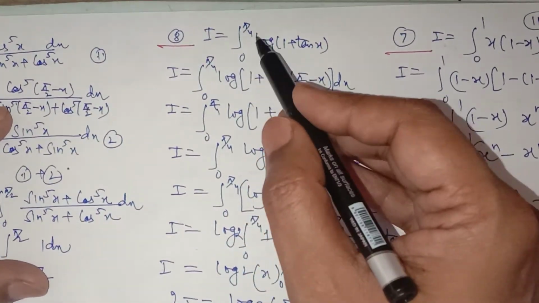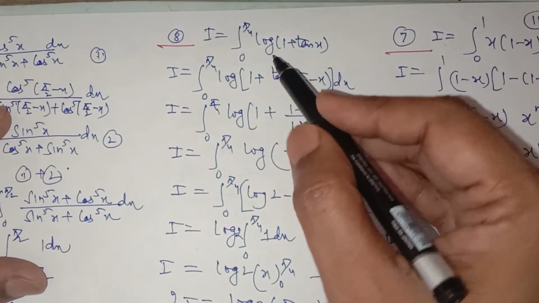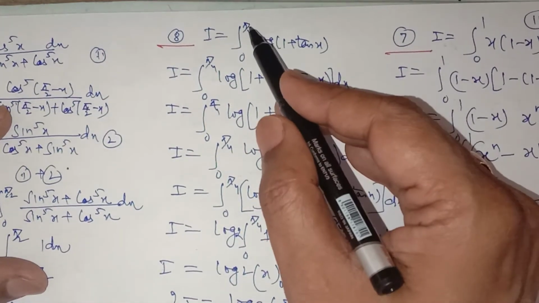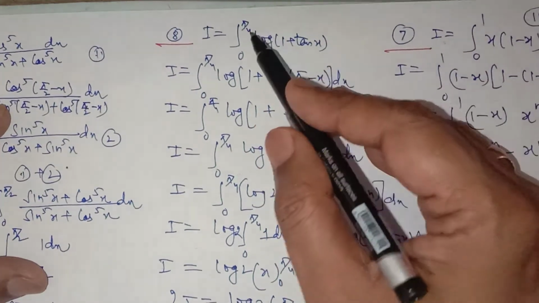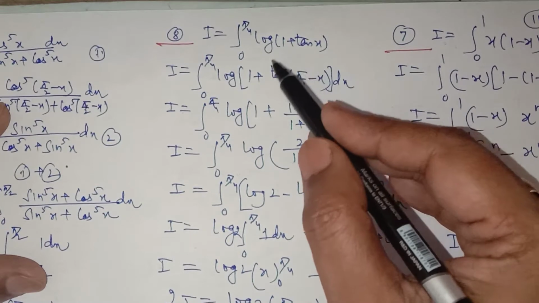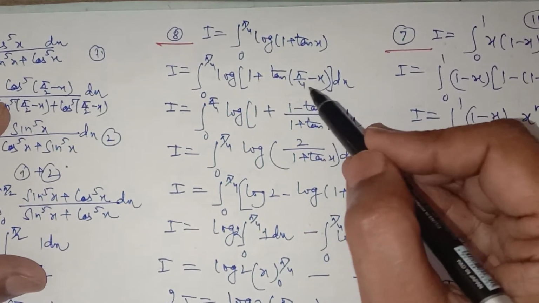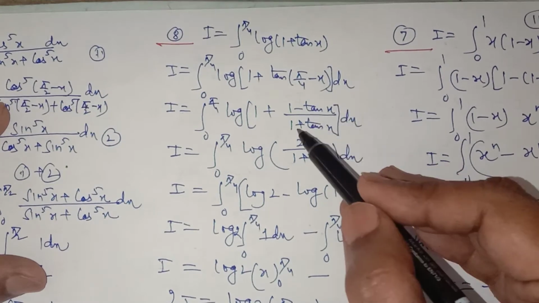I is equal to integral 0 to pi by 4 log 1 plus tan x. So again you have to use the same property. In place of x you have to write pi by 4 minus x. In place of pi by 2 we have pi by 4. So pi by 4 minus x. Now use the formula here, tan of pi by 4 minus x, tan a minus tan b upon 1 plus tan a tan b, it will be 1 minus tan x upon 1 plus tan x.